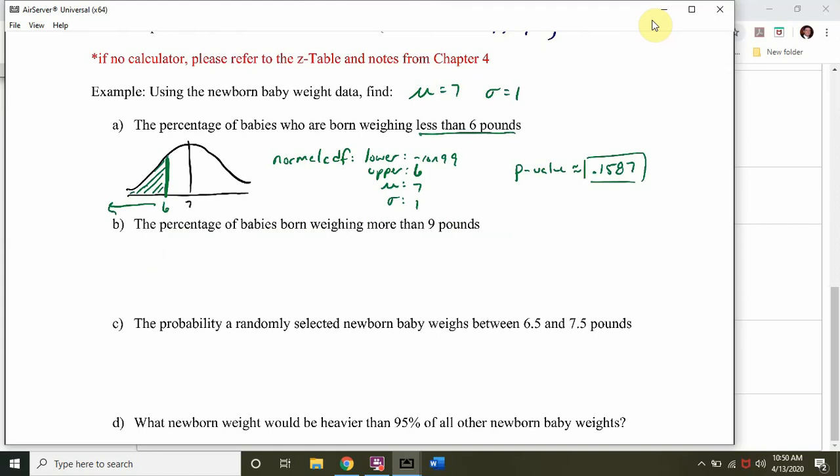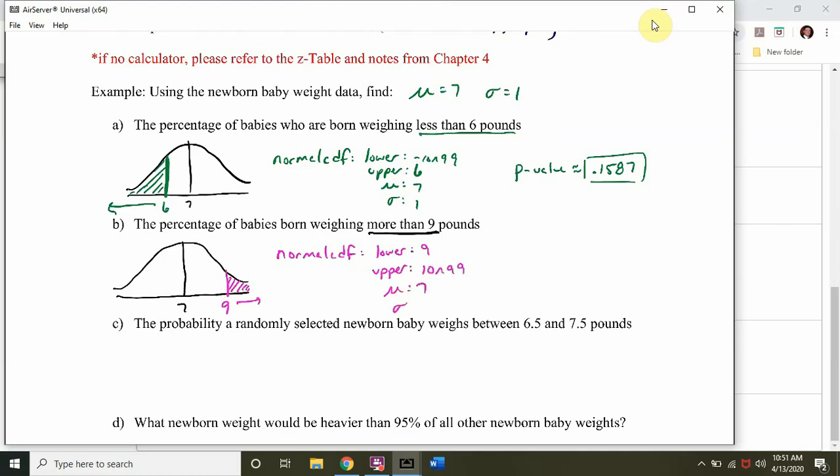Okay. Part B, what percentage of babies weigh more than 9 pounds? Okay, so here's my normal distribution curve, again centered at 7. Here I'm looking for the percentage that weigh more than 9 pounds. So 9 is up here, and I'm shading to the right. So our lower value this time is 9, and we're going up to +infinity. So we'll use 10 to the 99th for that. Mu is still 7, and sigma is still 1. And when you go through and calculate, you should get a pretty small percentage here, a little more than 2%. Again, I'm just rounding to 4 places here. Okay. If you're using the Z tables, you should get values that are close to these, but probably not exact. All right.